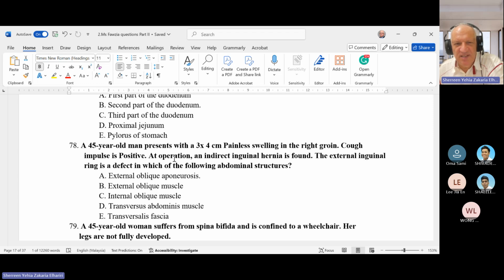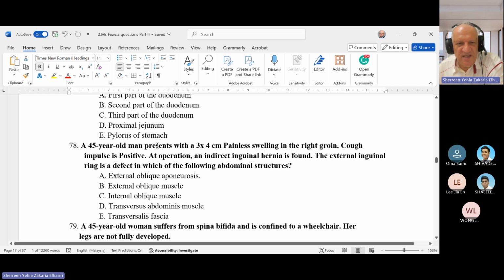If you open the skin, subcutaneous and external oblique, external oblique aponeurosis. So it is a defect in the external oblique aponeurosis, which is a continuation of the external oblique muscle. Of course, this is an anatomy question.